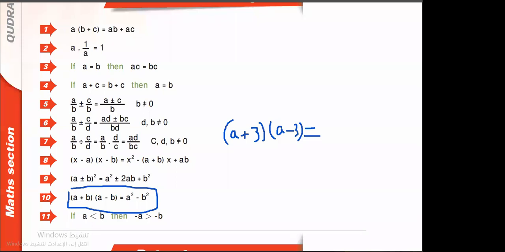You multiply A times A, it is A square. And plus 3 times minus 3 is minus 9. If you have a conjugate, you multiply the first term by the first term, and the second term by the second term, directly. This is the short way. You see?